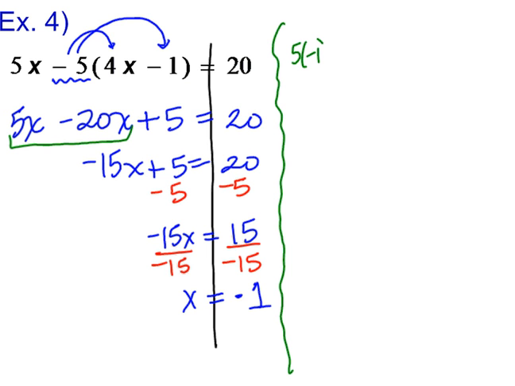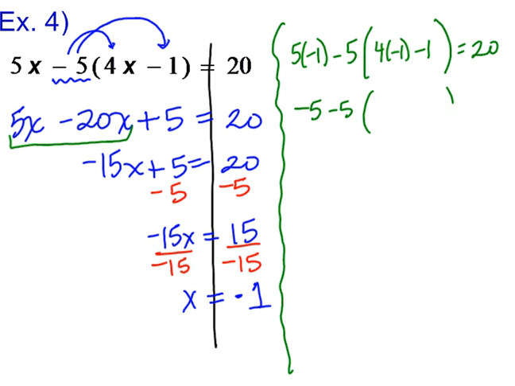5 times negative 1 minus 5 times (4 times negative 1 minus 1), that's all in parentheses, right? Equals 20. All right, let's work from the parentheses out. And we can fix this. 5 times negative 1 is negative 5. So let's leave all of this out there, and let's work in the parentheses. 4 times negative 1 is negative 4. Still in the parentheses. Negative 4 and a negative 1 gives me negative 5. A lot of negative 5s over there, aren't there?